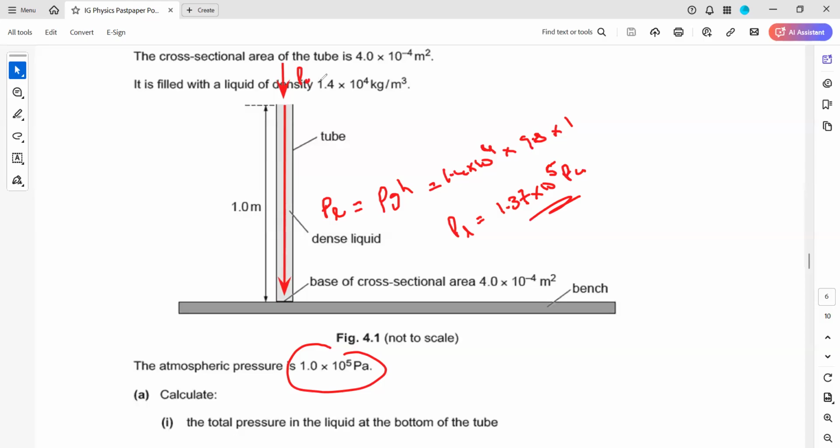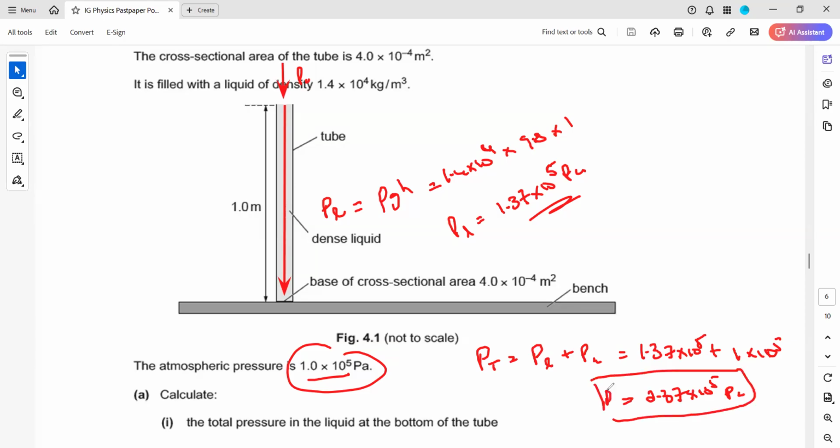What is the pressure due to the atmosphere? They mentioned the atmosphere is 1 × 10^5. We need the total pressure. So how to work out the total pressure? The total pressure will be equal to the liquid pressure plus the atmospheric pressure. The pressure of the liquid we calculated is 1.37 × 10^5 plus the atmospheric pressure is 1 × 10^5. So this will become 2.37 × 10^5 Pascal. That is the total pressure which is experienced by the base.